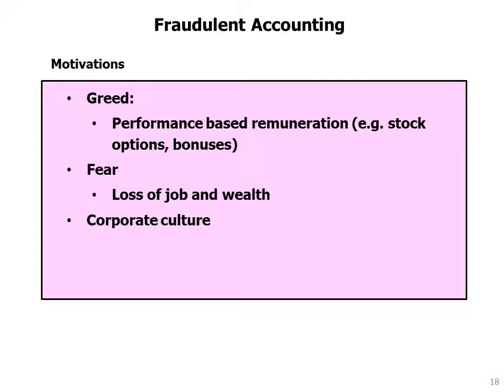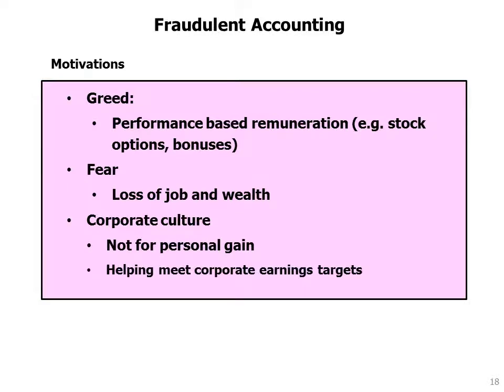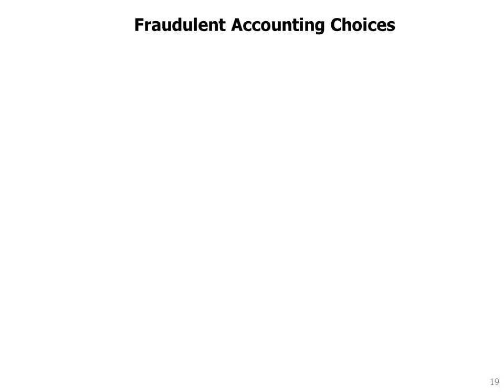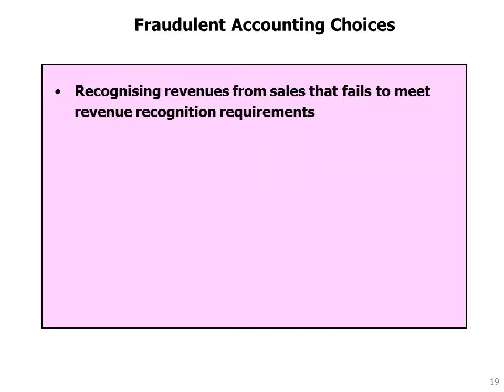And corporate culture. Sometimes we've seen fraudulent accounting which has not been driven by greed or fear, but has simply been individuals within the company acting because everybody else is doing the same thing. So not for personal gain, but helping to meet what are perceived to be corporate earnings targets. So if we look at some of the fraudulent accounting choices, probably the most common is the recognition of revenues from sales that fail to meet revenue recognition requirements. Now, some of this may be relatively minor, keeping the books open to record sales which occur in the first few days of the next quarter.